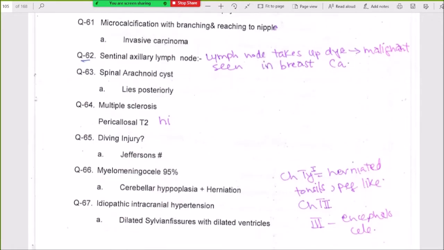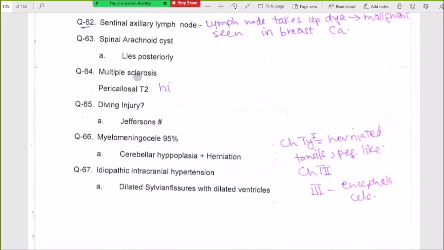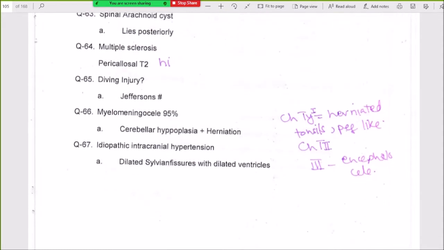Question number 63. Spinal artery lies posteriorly. 64. Multiple sclerosis shows oligoclonal bands. 65. Diving injury is Jefferson fracture. 66. Meningomyelocele, 95%, cerebellar hypoplasia plus herniation is seen in meningomyelocele.